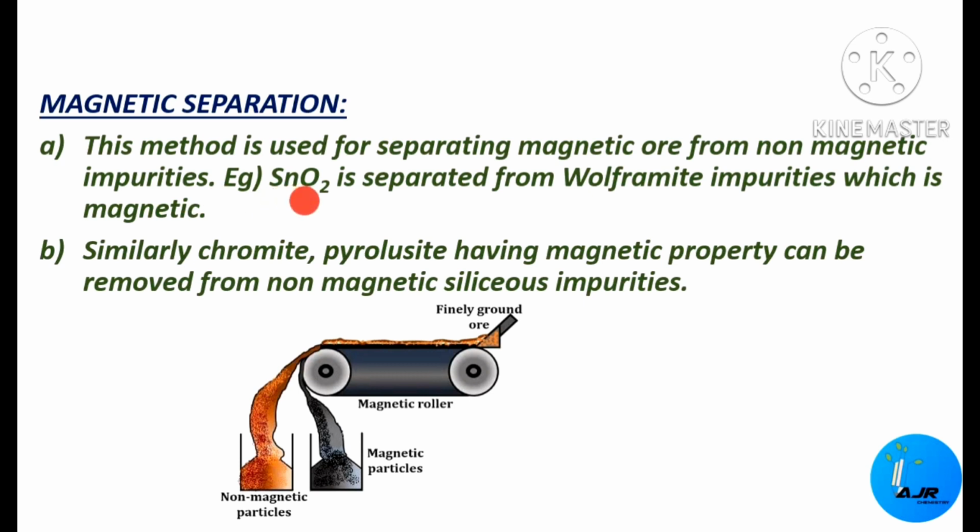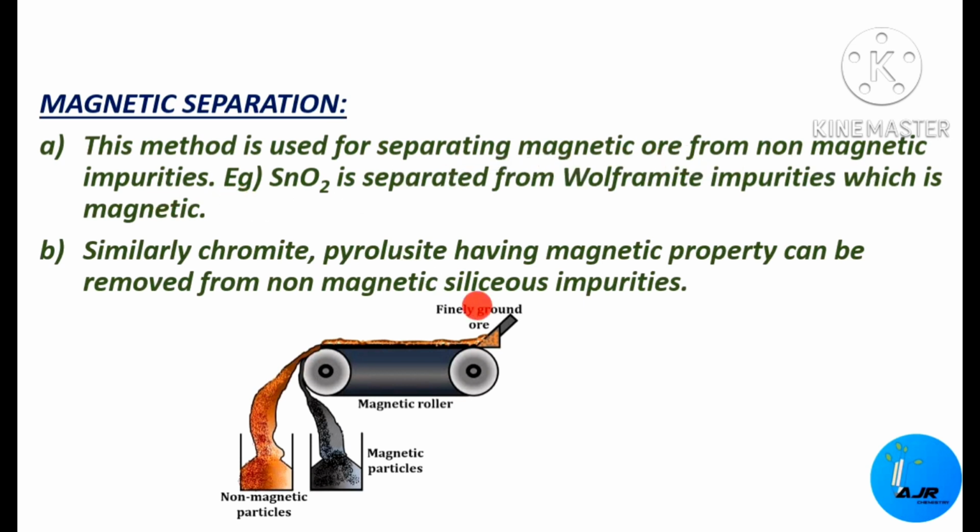Example: SnO2 is separated from wolframite impurities, which are magnetic in nature. It contains some iron, tungsten, etc. Similarly, chromite and pyrolusite have magnetic properties and can be removed from non-magnetic siliceous impurities. Understood? So this particular method, magnetic separation, is specifically used for separating the magnetic ore from non-magnetic impurities.